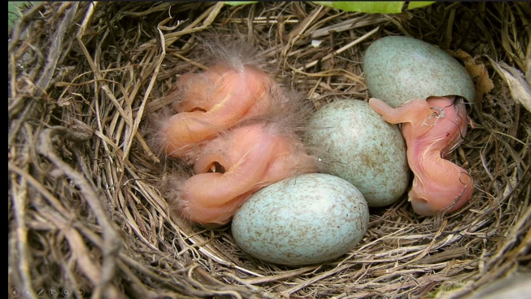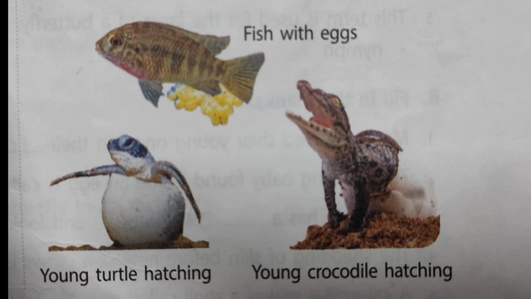Now you can see how the young ones are coming out of the egg. Here you can see how the fish is laying eggs, and how the turtle is coming out of the egg, and here you can see a crocodile. Now talking about the crocodile, it has got something very special. A female crocodile digs a hole in the ground and lays eggs. She then covers the eggs with dirt. After 2 or 3 months, when the young ones are ready to hatch, the mother crocodile removes the dirt and helps the young one to come out.